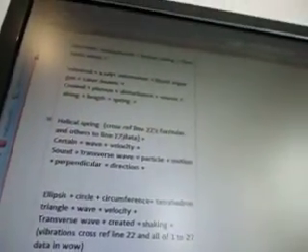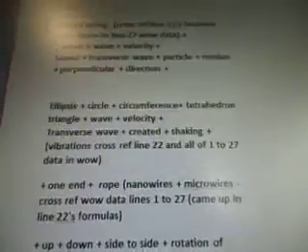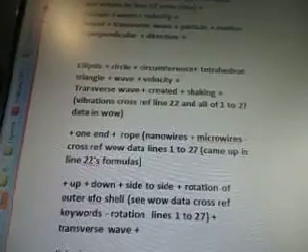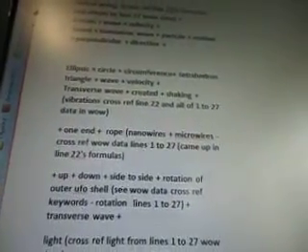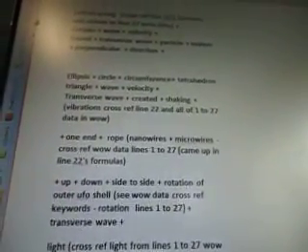I'm going to put WOW data. Forgot to put that there. Certain wave velocity, sound, transverse wave, particle motion, perpendicular direction. Ellipsis, circle, circumference, tetrahedron, triangle, wave velocity, transverse wave, created, shaking, vibrations, cross-reference, line 22 and all of 1 to 27 data in model.